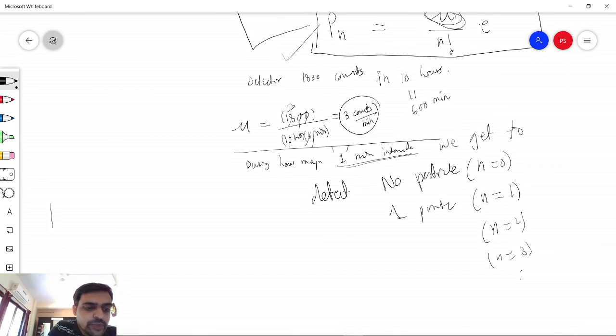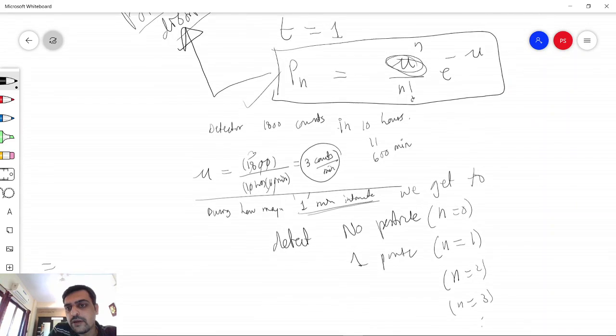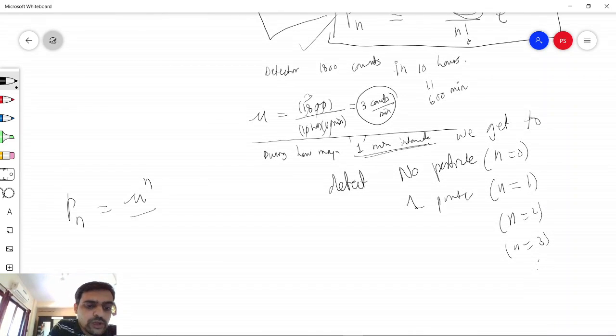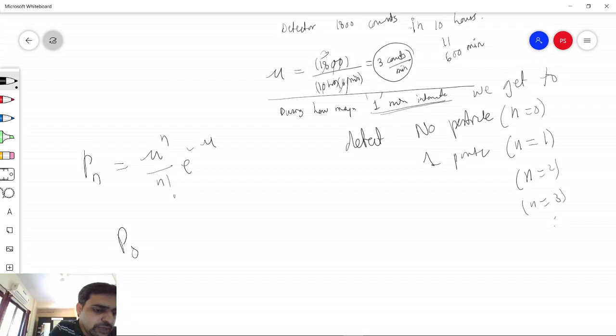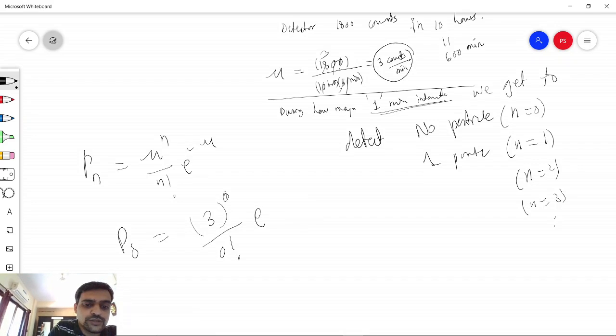We note that Pn, since we are discussing unit time, is just mu raised to n upon n factorial, e raised to minus mu. So P0 would be mu raised to 0, that is 3 raised to 0 upon 0 factorial, e raised to minus 3. Mu is 3 and n is 0. So this can be solved to get a value equal to 0.05.